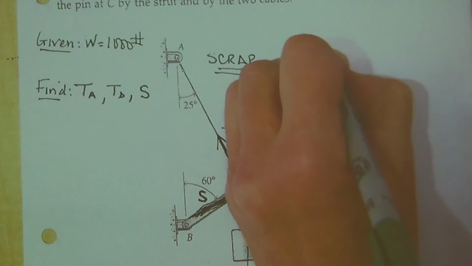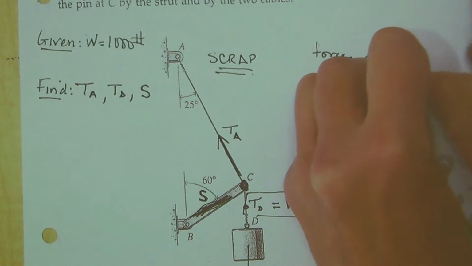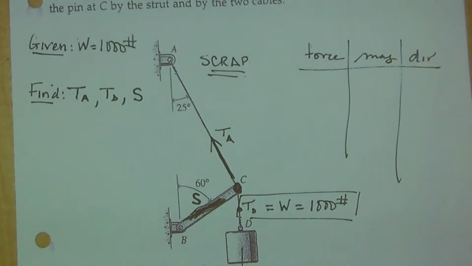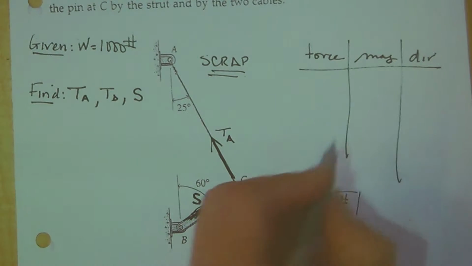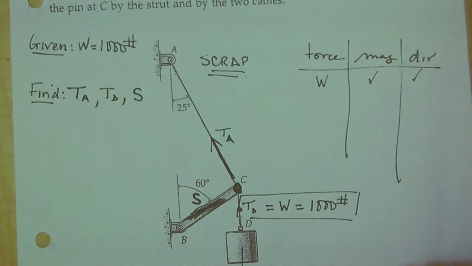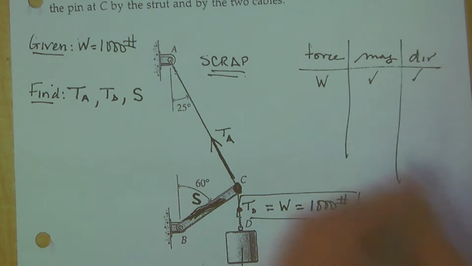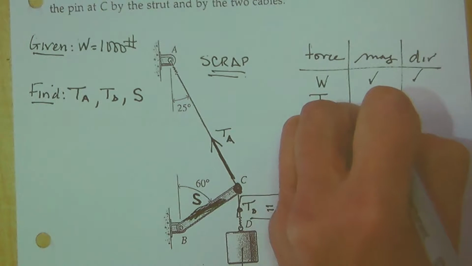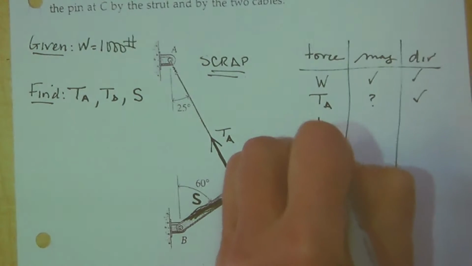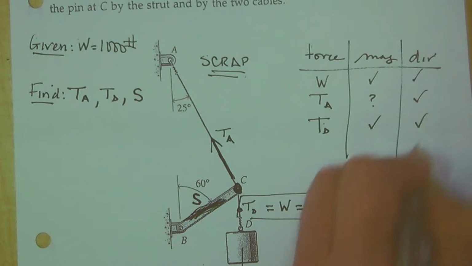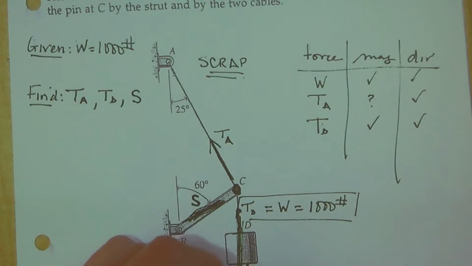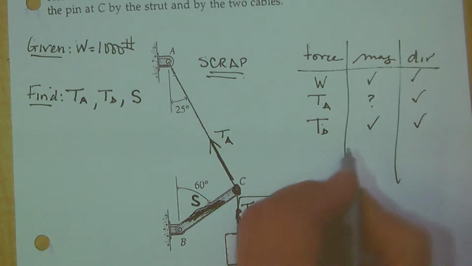Okay, so let's do our table. Force, magnitude, direction. So Enrique, what forces do we have? We have the weight, which we know. What else? Tension A. Do we know its magnitude? No. Direction? Yes. What else? Tension D. Do we know it? Yes. See, everybody, we're checking off TD because we already said it's all transmitted right through here. What else? And then the S for strut.